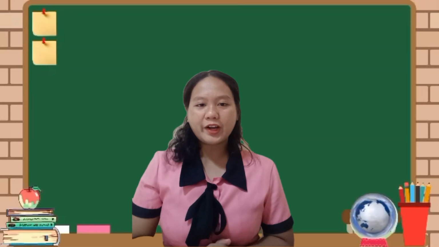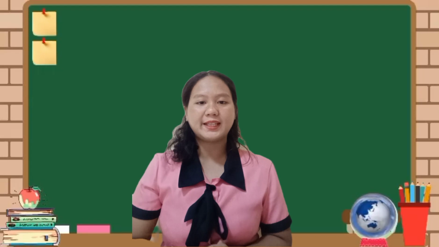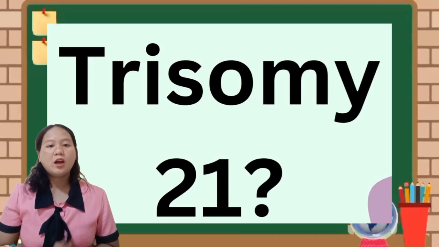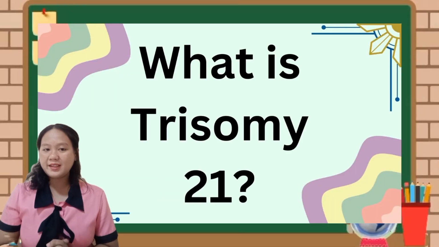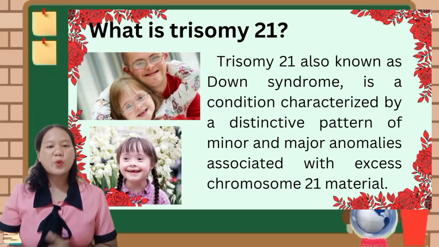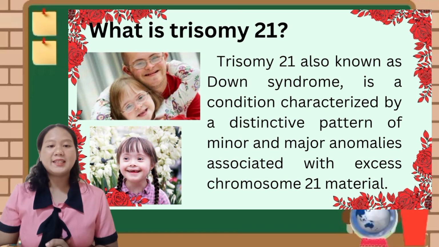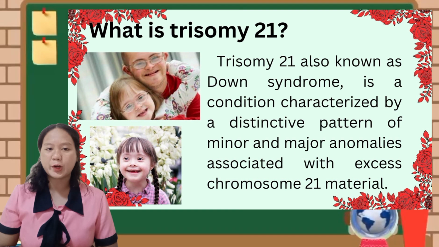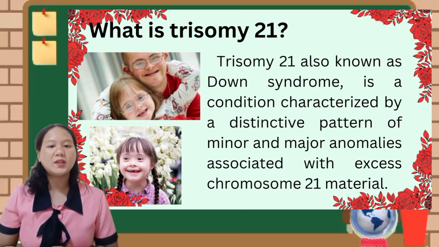Now, let's talk about the second type of intellectual disability, which is trisomy 21. Alright, so what is trisomy 21? Trisomy 21, which is also known as Down syndrome, is a condition characterized by a distinctive pattern of minor and major anomalies associated with excess chromosome 21 material. It includes certain birth defects, learning problems, and facial features.